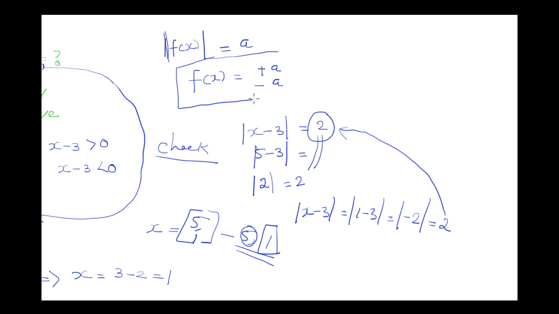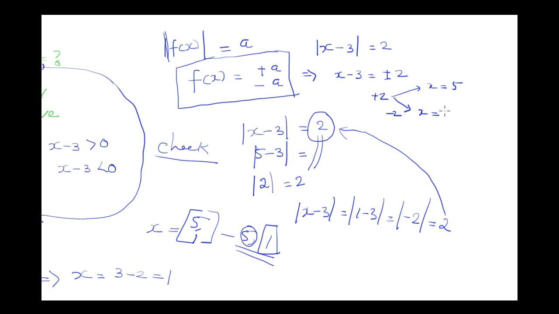For example, from the given question, it was given that absolute of x minus 3 is equal to 2. So immediately we can write x minus 3 equal to plus or minus 2. You take plus 2, go ahead, take minus 2, go ahead, you get two answers. If you take plus 2, you get the value of x as 5, and if you take minus 2, then the value of x you get is 1.